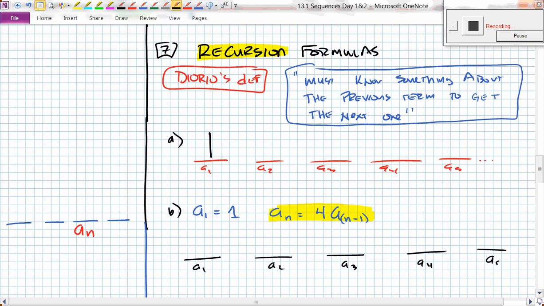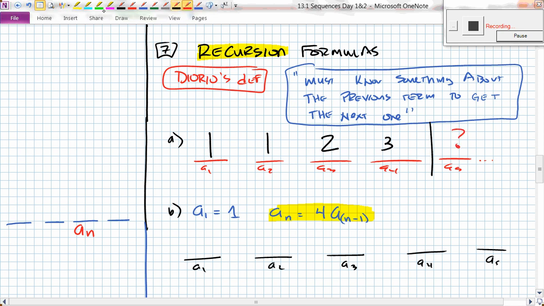So what would my second term be? 1, because 1 plus 0 is still 1. What would the third term be? 2. What would the fourth term be? It would be 3. The last 2 terms. How do I get the 5th term?